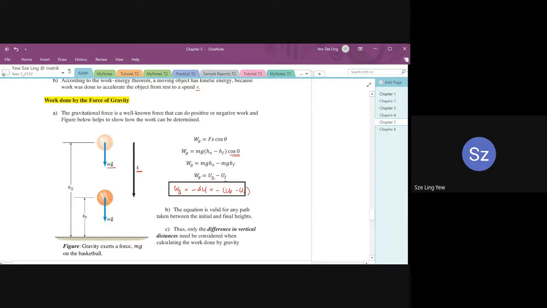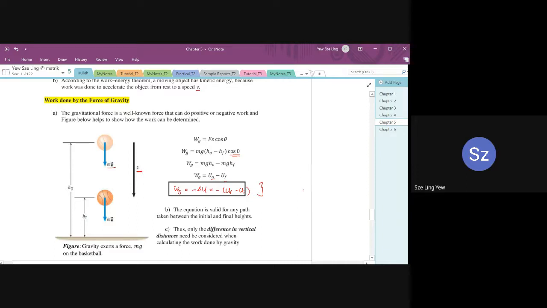So you can calculate it by using Wg equals negative delta U, which equals negative U final minus U initial. This equation is valid for any path taken between the initial and final height. So basically, this equation is valid for any vertical displacement. Only the difference in vertical distance needs to be considered when calculating the work done by gravity. So this example is when you drop an object.